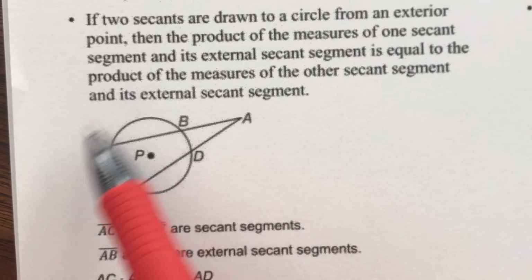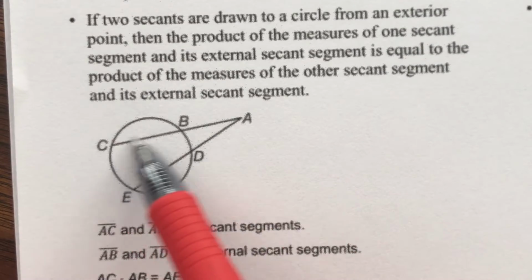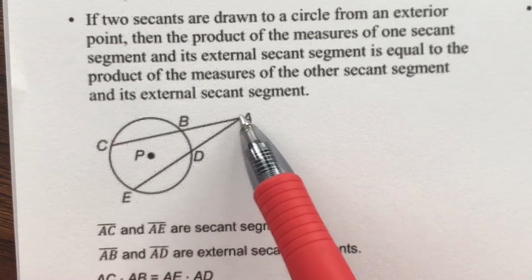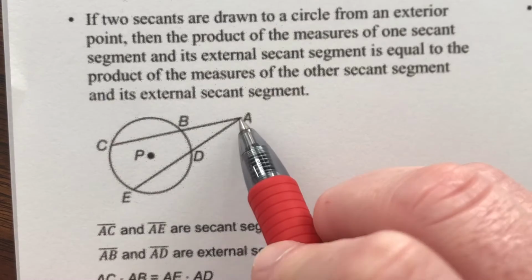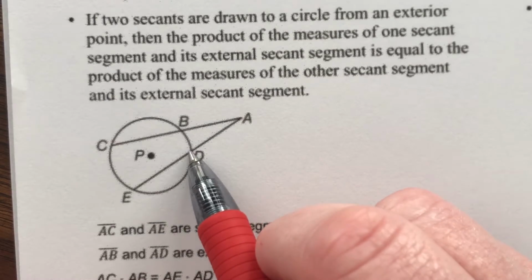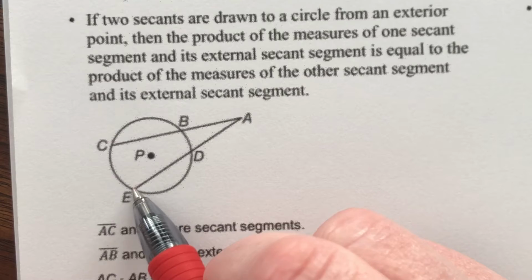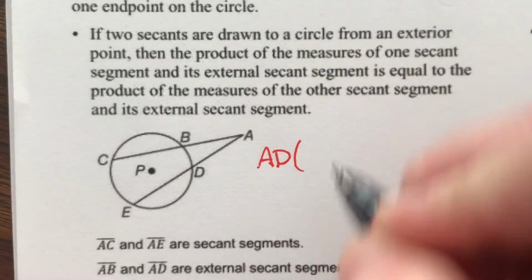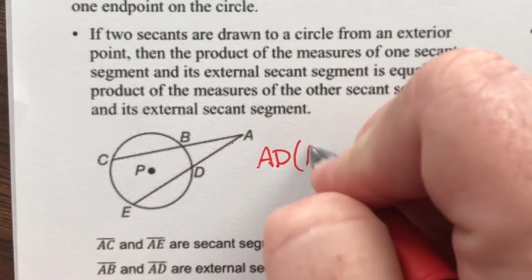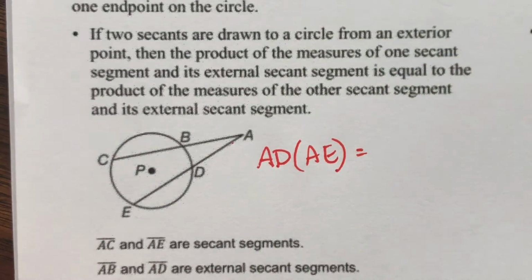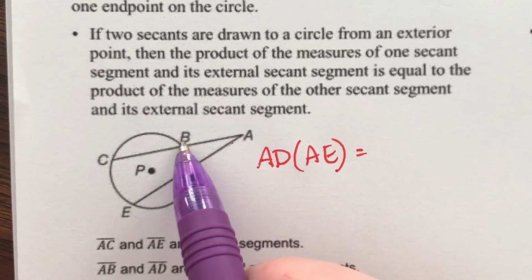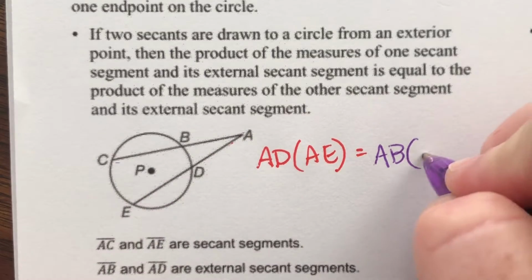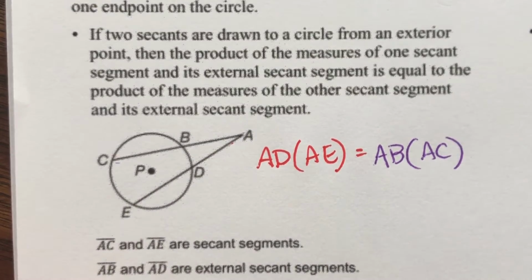For the rule here, when you have two lines that intersect each other and they're either crossing through a circle or touching the circle and they intersect outside the circle, basically you're going to multiply the portion of the line outside the circle times the entire line. So here we're going to multiply AD times the entire line AE, and that's going to be equal to the other line, same thing, the portion outside the circle AB times the entire line AC. That's it. That's the whole rule.